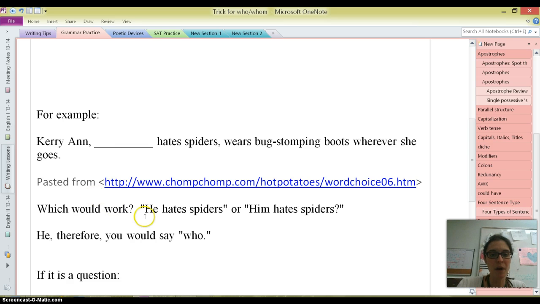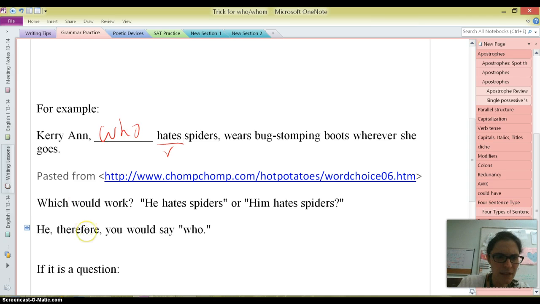So which one would work? He hates spiders or him hates spiders? Hopefully, you recognize that he hates spiders is the correct one. So he, therefore, you would use the word who. So I would say Carrie Ann, who hates spiders. The other way to think about this is that who is the subject. It's the one doing the verb. Our verb is hates. Who's doing the hating? Is it Carrie Ann or is she receiving the hate? She's doing the hating. The spiders are receiving her hatred.